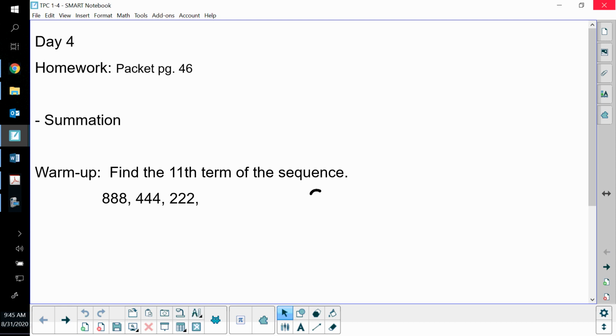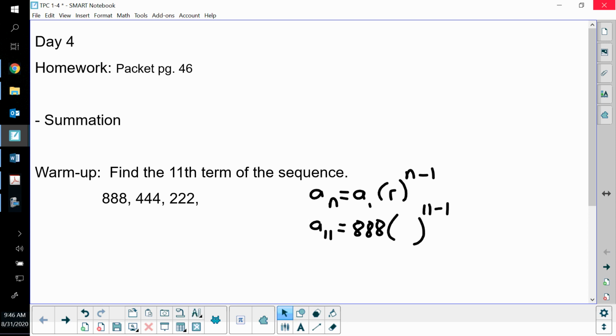So we should be using the formula, a_n is equal to a_1 times r to the n minus 1. You can get that right from your Regents reference sheet. Remember, it's good to put that r value in parentheses, even though it's not like that on your reference sheet. So we're going to find the 11th term, so the notation there would be a_11. Our first term is 888. We'll talk about r in a second. And then for n, we'll have 11, so we'll have 11 minus 1 in the exponent.